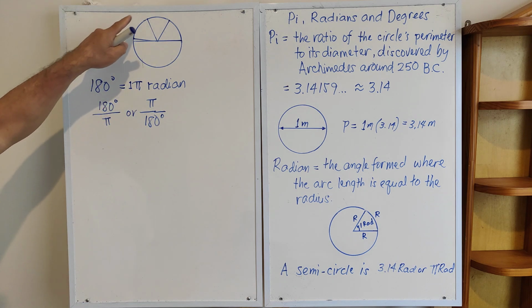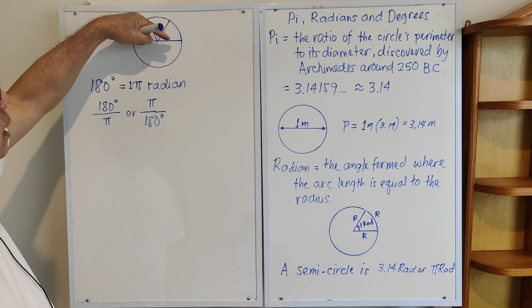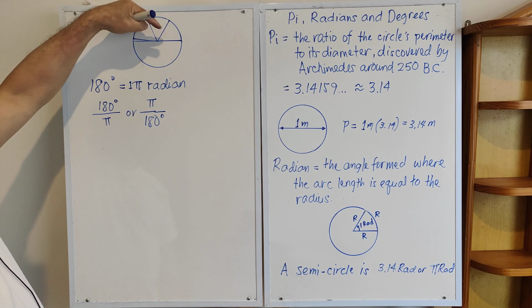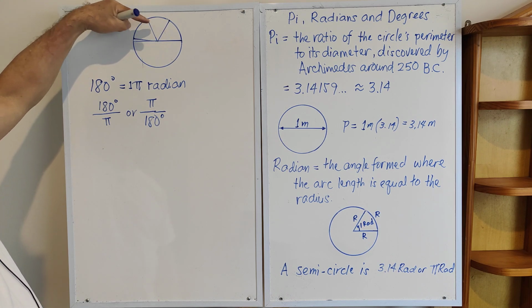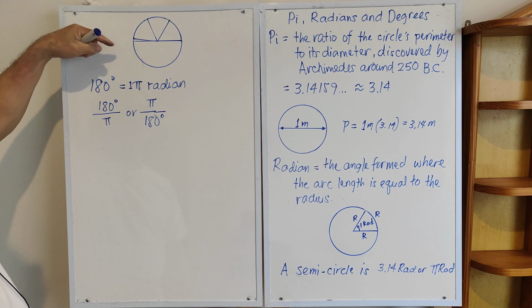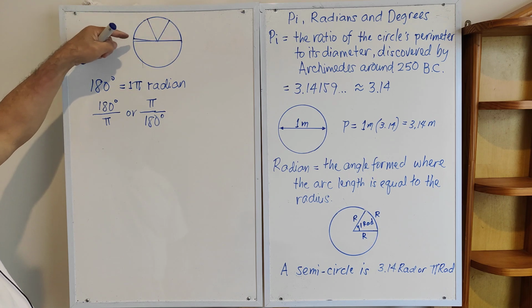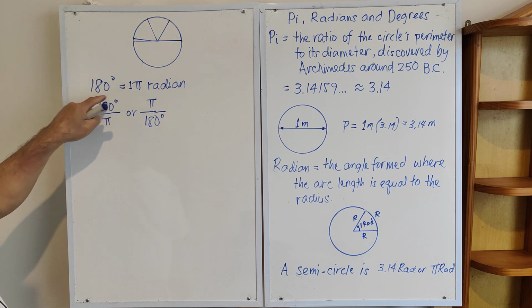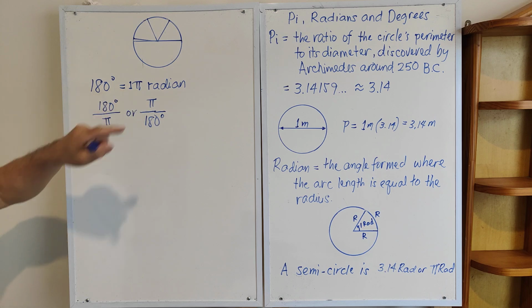So for example, this is your circle and this is your diameter. So this is 1 radian, this is 1 radian, this is 1 radian, this is 0.14 radian, or 180 degrees is 3.14 radians, or 1 pi radian. So 180 degrees is equal to 1 pi radian.